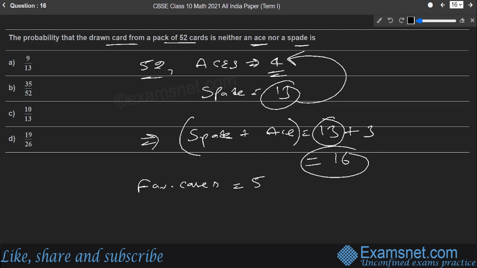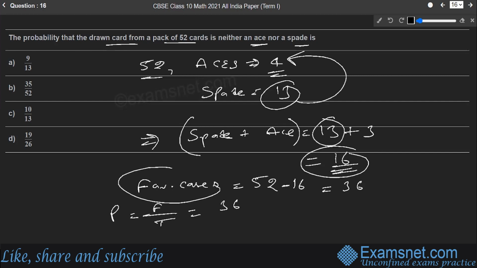So our favorable cases become the total number of cases, that is 52, minus these 16, because we don't want these 16 to appear. That gives you 36. So this is your favorable cases. Now the probability is the number of favorable outcomes divided by total outcomes. Favorable outcomes are 36, divided by total outcomes 52. If you cancel these two numbers, you get 9 by 13. So that is the required probability, 9 by 13, available in option A.